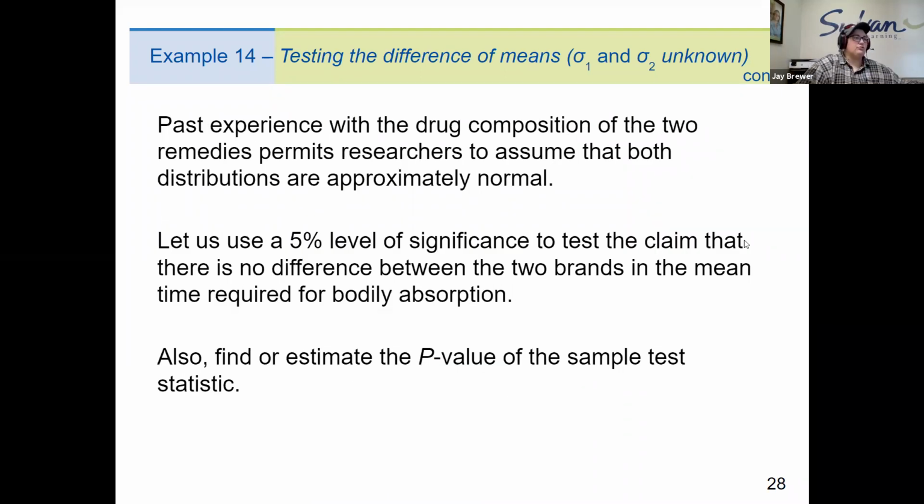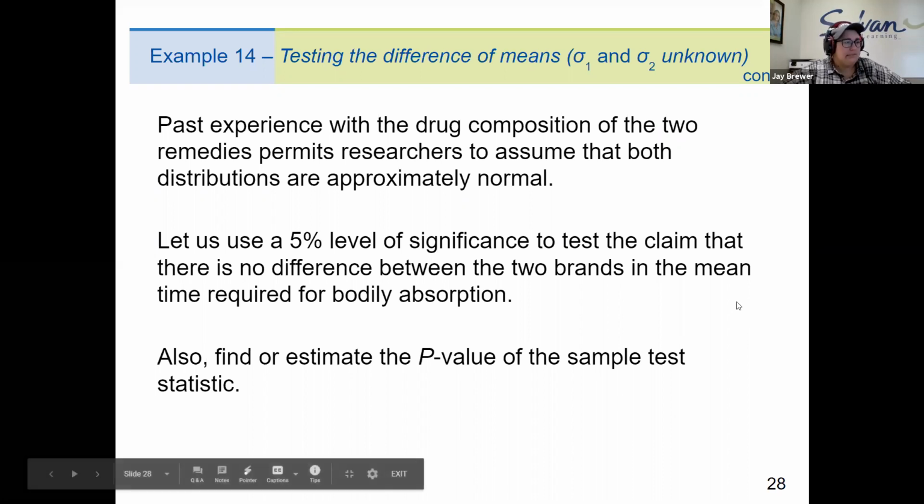Past experience with drug composition of the 2 remedies permits researchers to assume that both distributions are approximately normal. Let us use a 5% level of significance to test the claim that there is no difference between the two brands in the mean time required for bodily absorption. Also find or estimate the p-value of the sample test statistic.